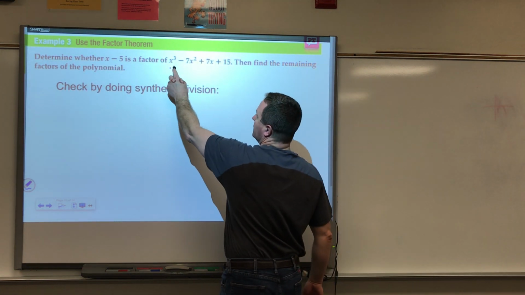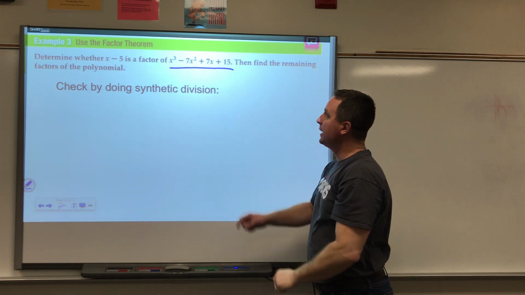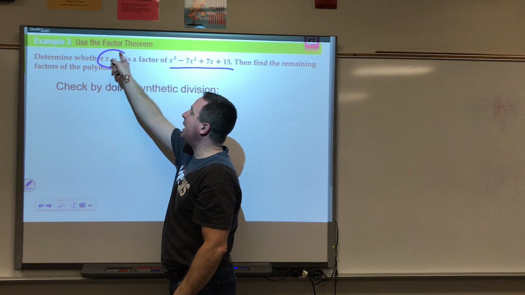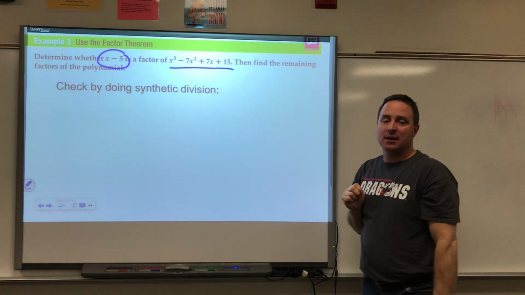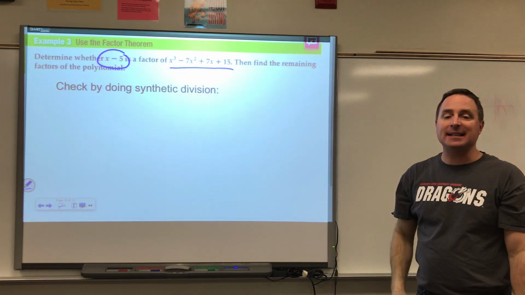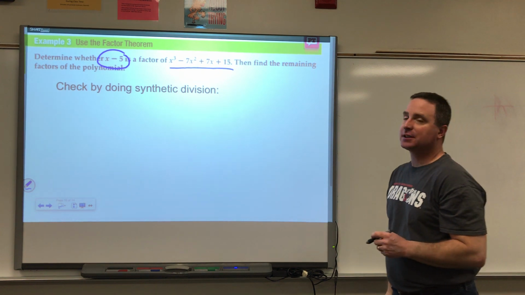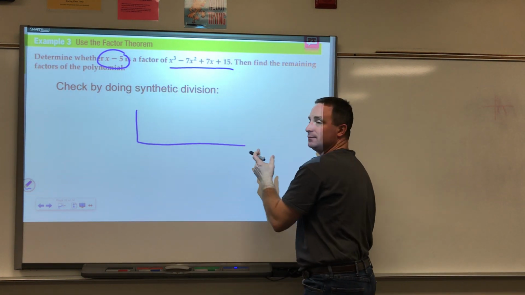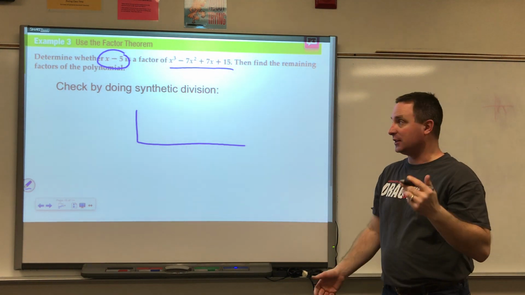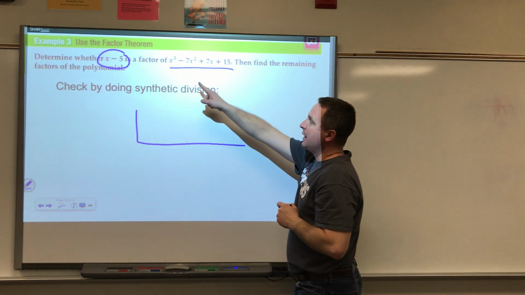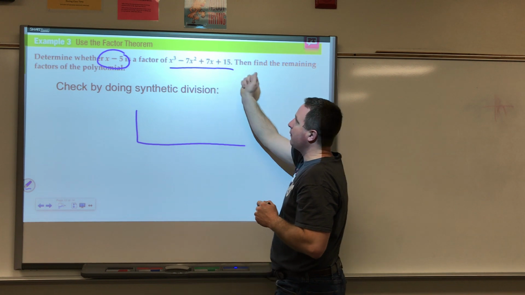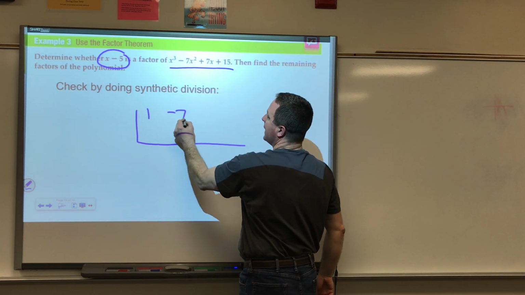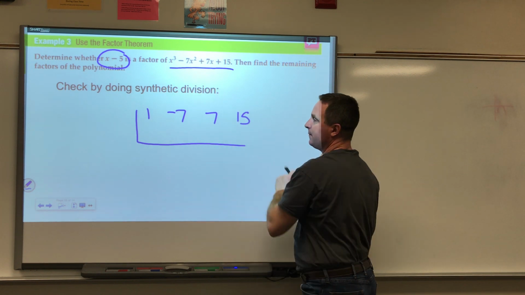So I have a polynomial. It has 4 terms, and I want to know if this one, x minus 5, is a factor of it. So I want to know if it divides in evenly and has a remainder of 0. Well, let's check it by doing synthetic division. So we first have to check, yes or no, does it work? Is it a factor? Well, if I look here, I have 3rd power, 2nd power, 1st power, all the exponents are there. So I'm going to write my coefficients, 1, -7, 7, and 15.